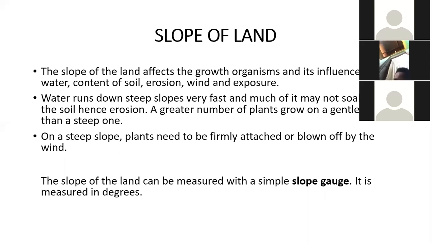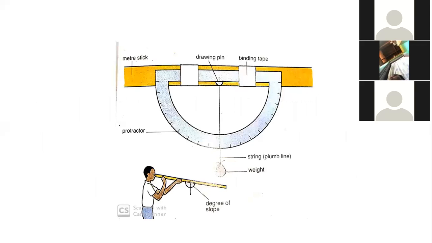Okay, so let me show you the picture of how the slope gauge looks. So that is how the slope gauge looks. As you can see, it has a meter stick, a drawing pin, a binding tape, and a protractor. Then a string to hold a weight, so any form of weight. It can be a small stone.